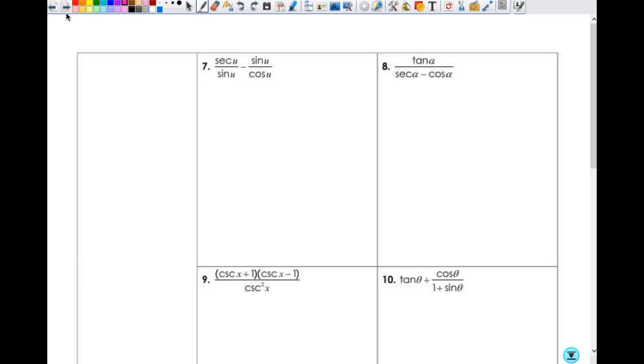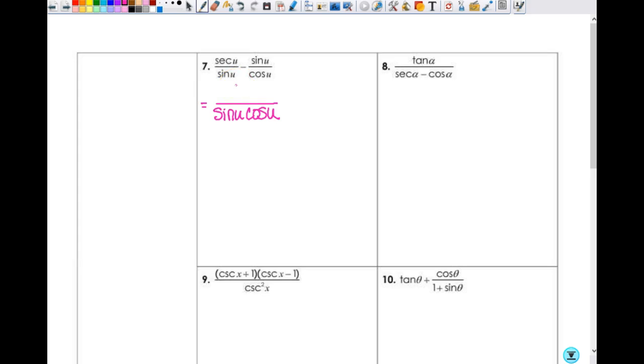All right, so I have 2 fractions. Before I worry about reciprocals and stuff, I think I want to go ahead and get my fractions together, which means I need a common denominator. Okay? So what would my common denominator be? Sine u times cosine u, right? So my denominator is going to be sine u cosine u, which means that this first fraction would have to be multiplied by what over what? This denominator is missing the cosine, so this has to be multiplied by cosine over cosine, right?